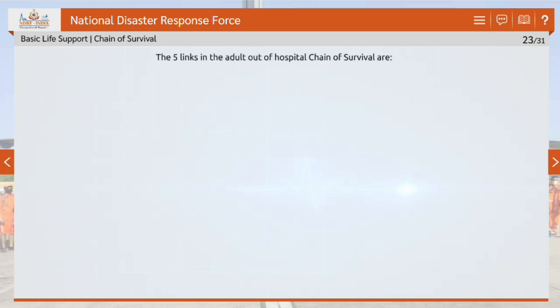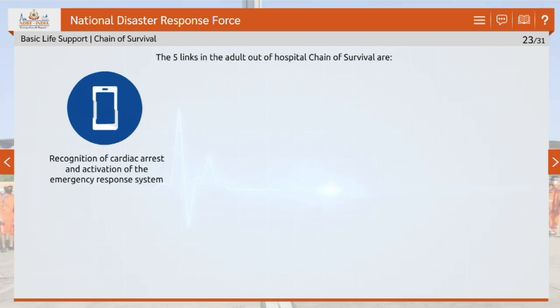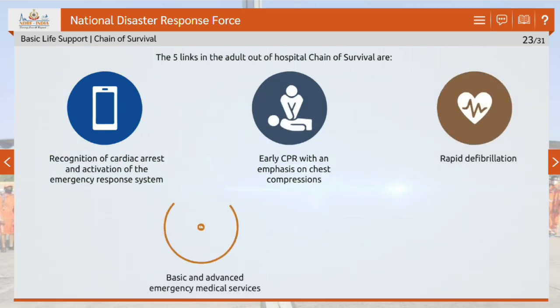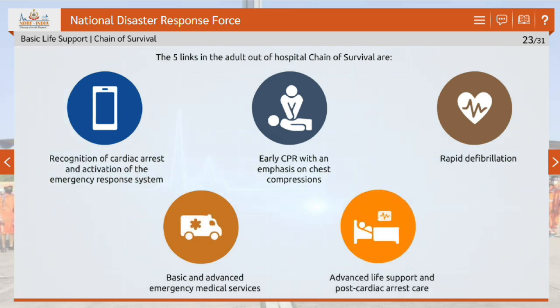The 5 links in the adult out-of-hospital chain of survival are recognition of cardiac arrest and activation of the emergency response system, early CPR with an emphasis on chest compressions, rapid defibrillation, basic and advanced emergency medical services, advanced life support and post-cardiac arrest care.